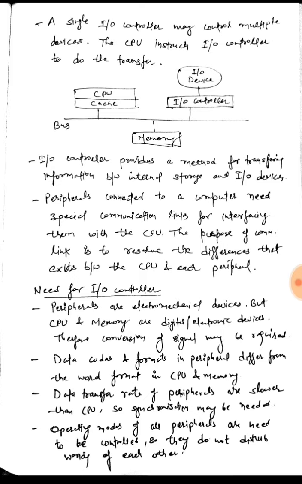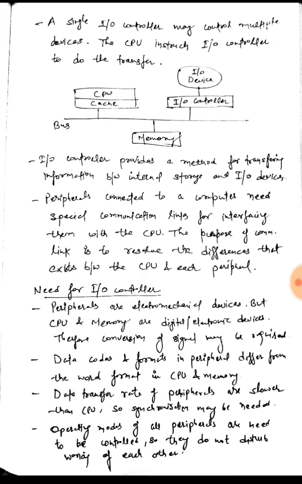So input output controller provides a method for transferring information between internal storage and input output devices. So peripherals, that is connected peripherals, are nothing but these input output devices connected to a computer, and they need special communication lines for interfacing them with the CPU. The purpose of the communication link is to resolve the differences that exist between the CPU and each peripheral.